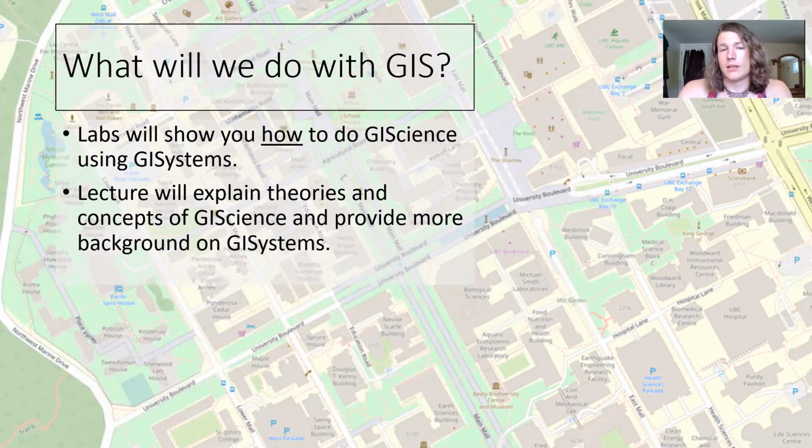So what are we going to do with GIS? Well, the labs are going to show you how to do GIS science using a GIS system. The lectures are going to explain theories and concepts in GIS science and provide more background on GIS systems, specifics on tools, how to do things, and I'll show you some things that you might want to do down the line that I'm not necessarily going to require you to actually do in the lab.